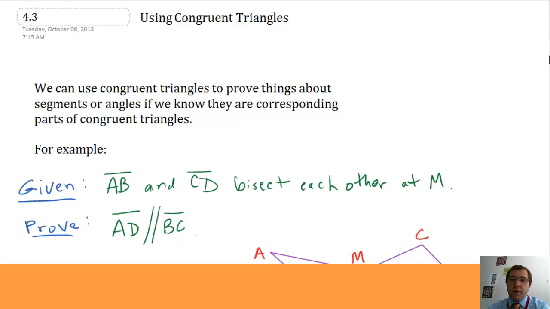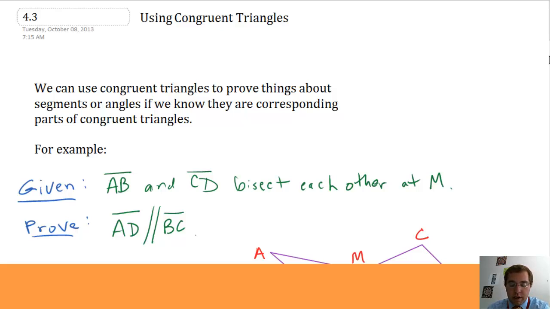This is section 4.3, using congruent triangles. So we know what congruent triangles are. We know how to show we have congruent triangles, either with SSS, side, side, side, ASA, angle, side, angle, or SAS, side, angle, side. In this section, we're going to use those to show the triangles are congruent, and then to be able to say other things about the parts of those triangles.